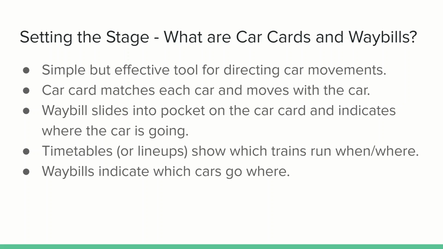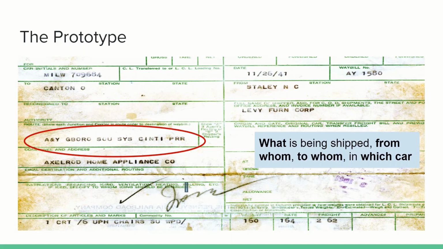The operator will take that card as the operator is running a train across the layout. And the cards are designed with pockets into which you'll slide a miniature version of the prototype waybill, which is indicating where that car is to be taken. If you think about it as having timetables or train lineups being a tool you use to show which trains run and where they run, the waybills are used in a similar fashion to help tell the train operator where cars should go and which ones should go there.